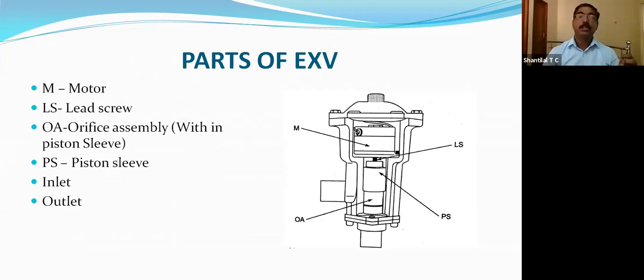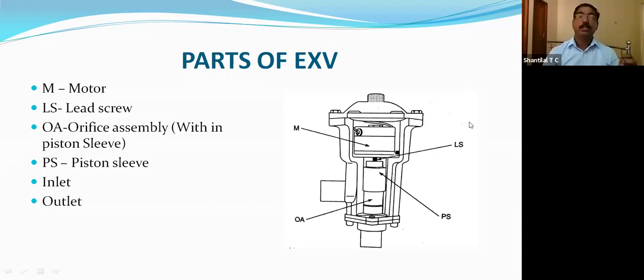So here we have a stepper motor. Then just below it is a lead screw. This part is known as a lead screw. Next is PS, the piston sleeve. This is known as a piston sleeve. Then there is an orifice assembly, and then an inlet and an outlet. So these are the main parts of an electronic expansion valve.